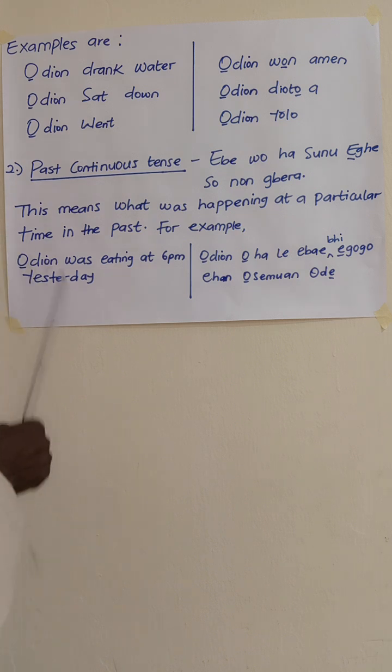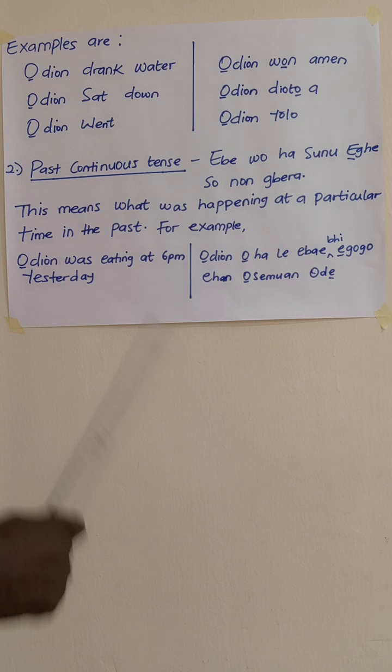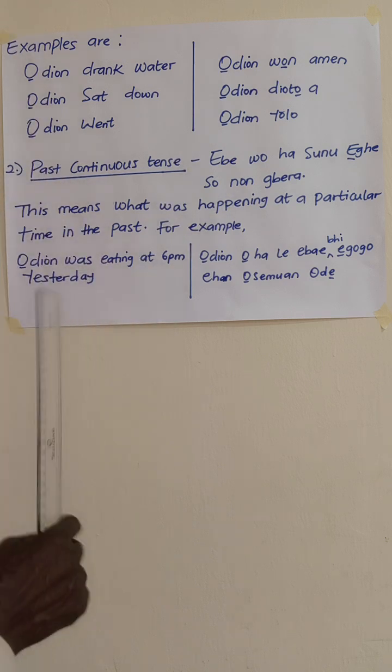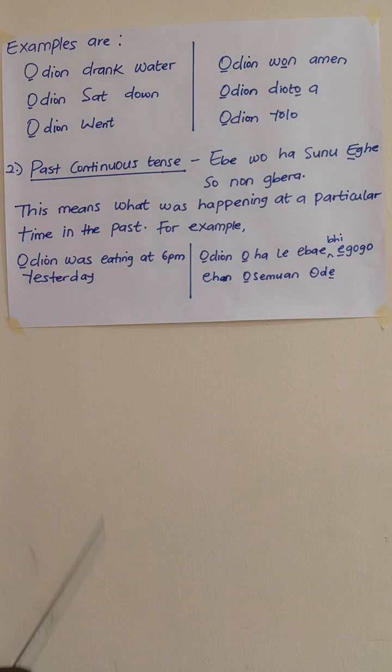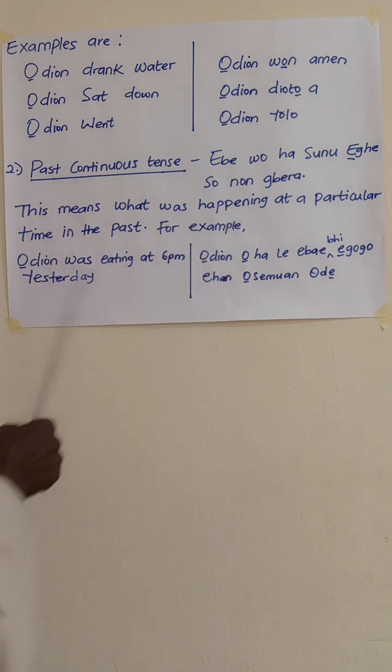Then the other one, past continuous tense. This means what was happening at a particular time in the past. For example, Odion was eating at 6 p.m. yesterday.